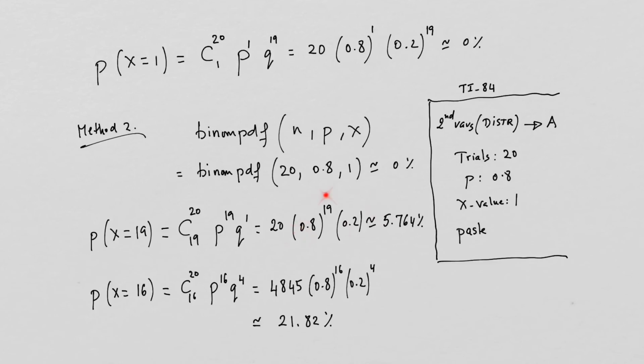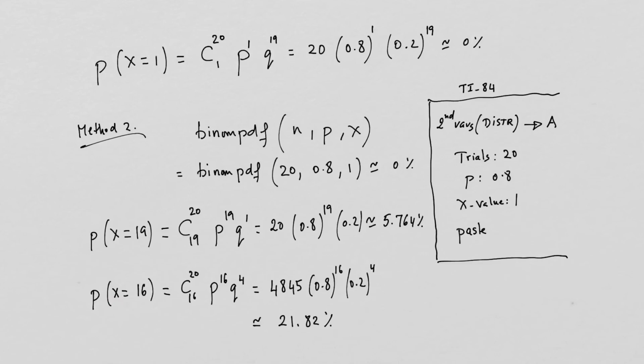If you don't like to do this math, you go to second vars distribution A, number of trials 20, probability of success 0.8, and X equals, you change this to 19, click on paste, and you're going to get this answer. One more. What's the chance that 16 of them are good? Imagine you have those 20 light bulbs, you tested them, and you already know your success rate is 80% and your failure rate is 20%. What's the chance that if you pick any 16 whatsoever, any 20, 16 of them will be good?